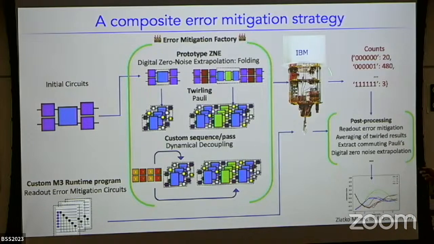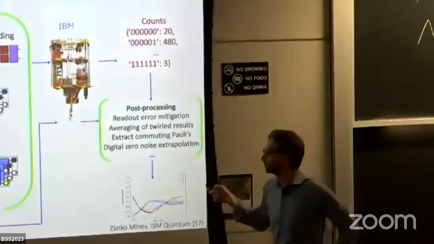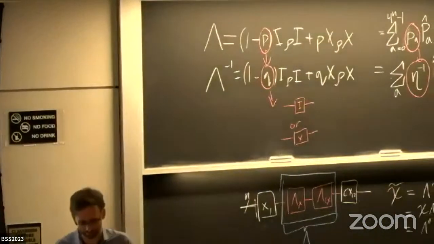All of that goes into a quantum machine, which at the end of the day just gives you a dictionary of zeros and ones with some counts. So, if you ran 1,000 shots, maybe you saw 20 zero zero zeros, 480 zero zero ones, and so on. Afterwards, we take all that data and we post-process it, just like we did here in order to find lambda inverse. We do a similar kind of post-processing in order to find the time evolution of many polys.